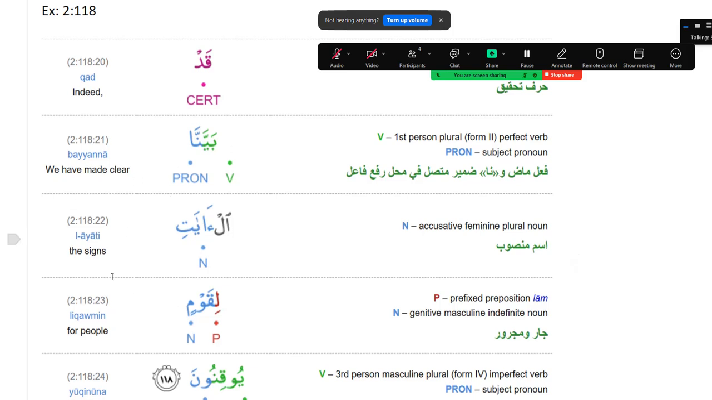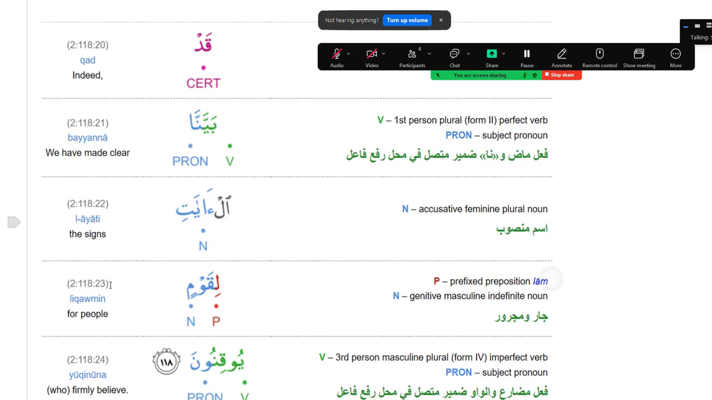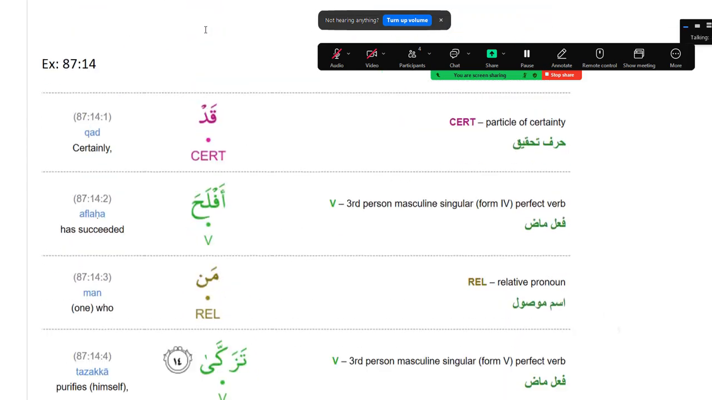Indeed, we have made clear the signs for people who firmly believe. So here, qad is used for emphasis.